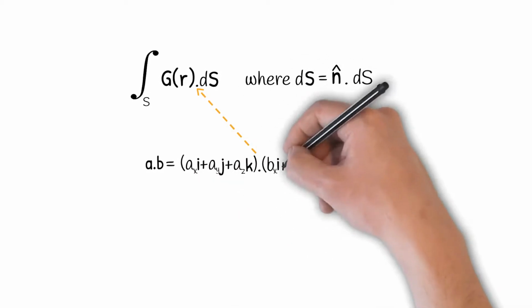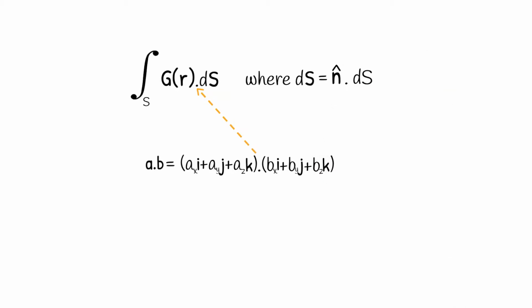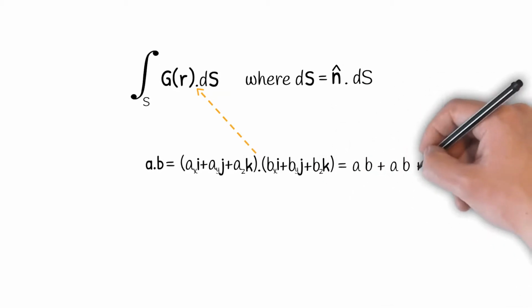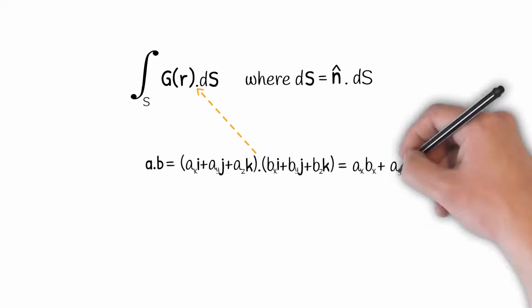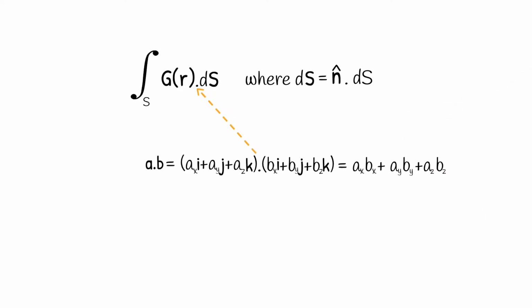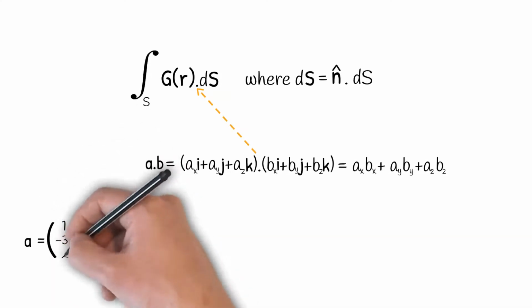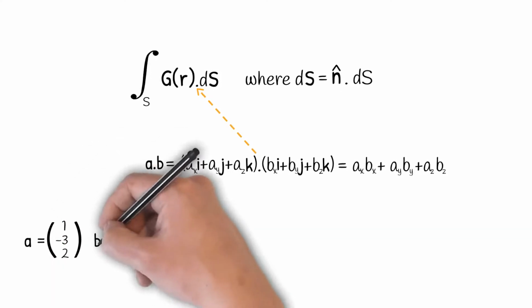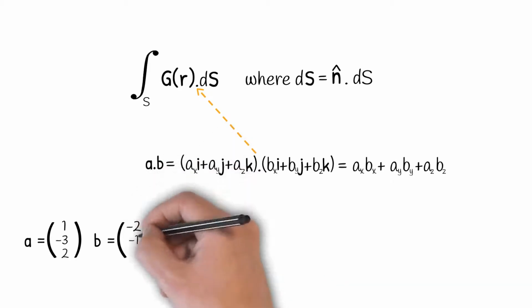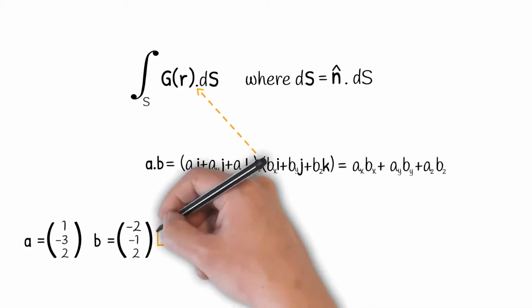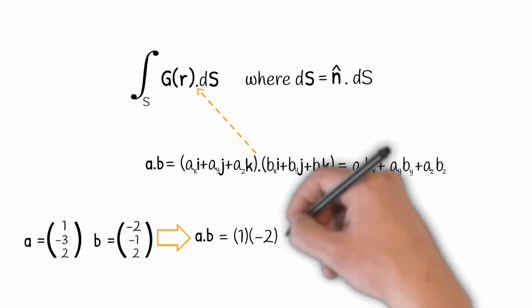If we take the vectors a and b into their components, then the dot product of the two vectors is defined as simply multiplying the corresponding components. To demonstrate, if we assign vector a with the values 1, -3, 2, and vector b with the values -2, -1, and 2, putting those into the formula, a dot b then gives a result of 5, which is a scalar.